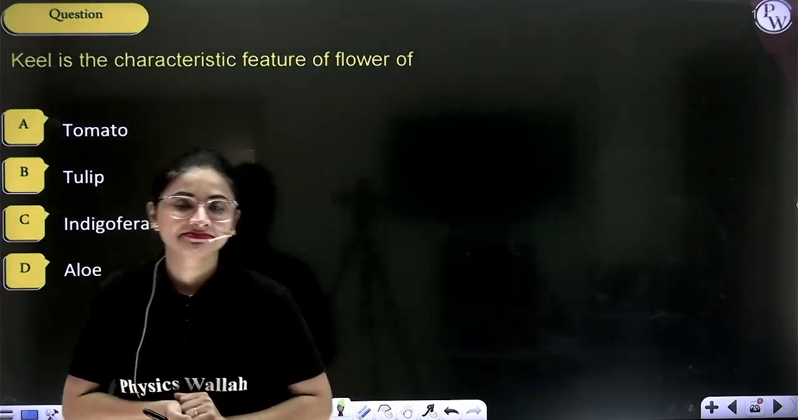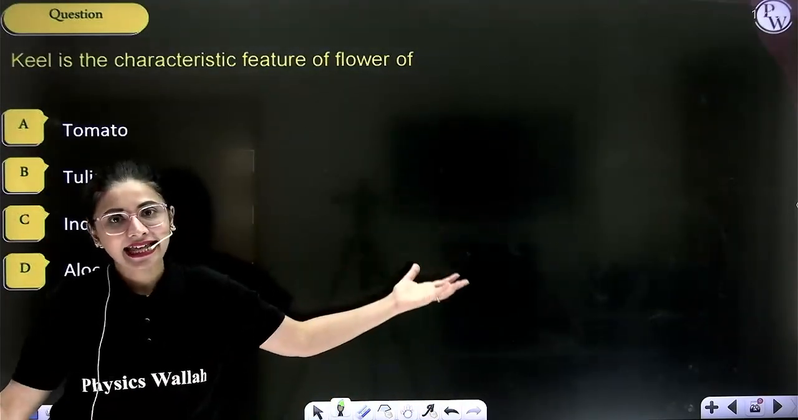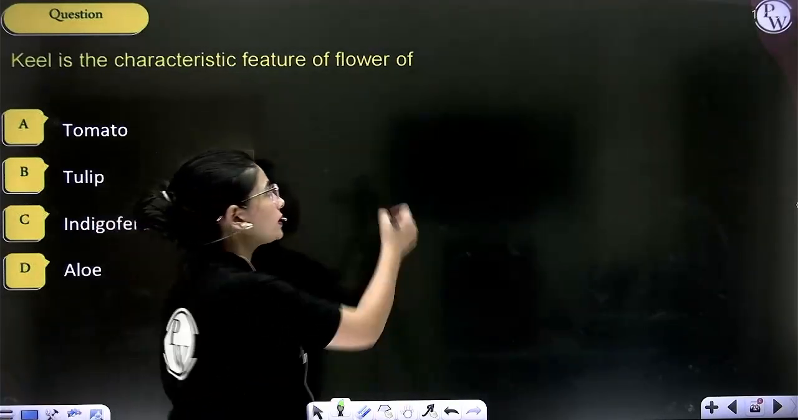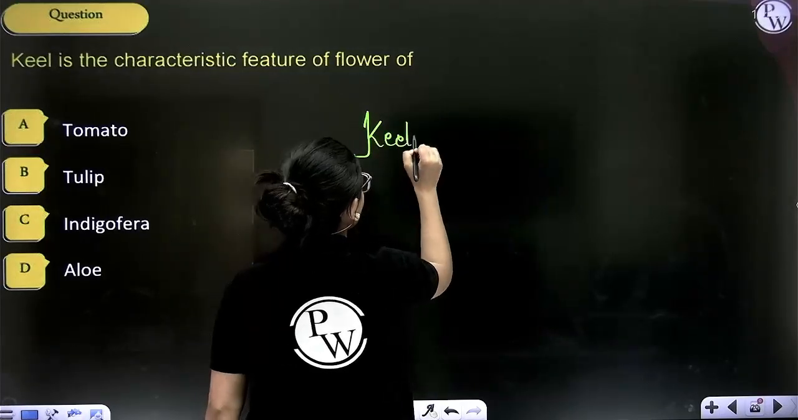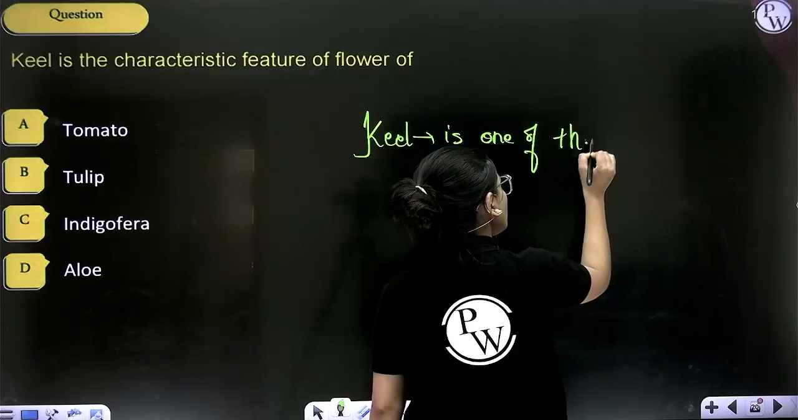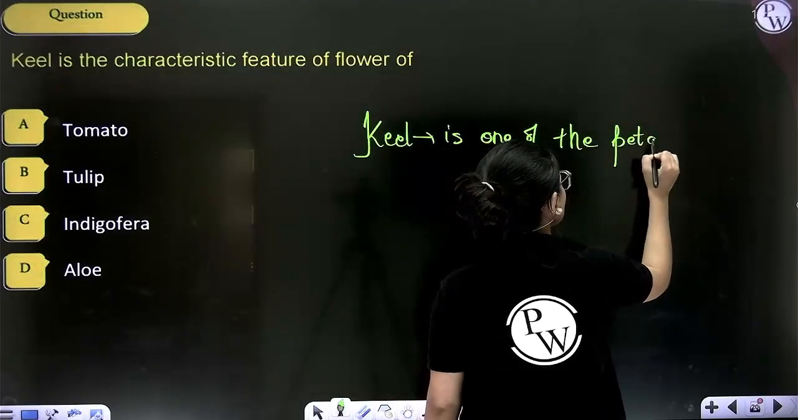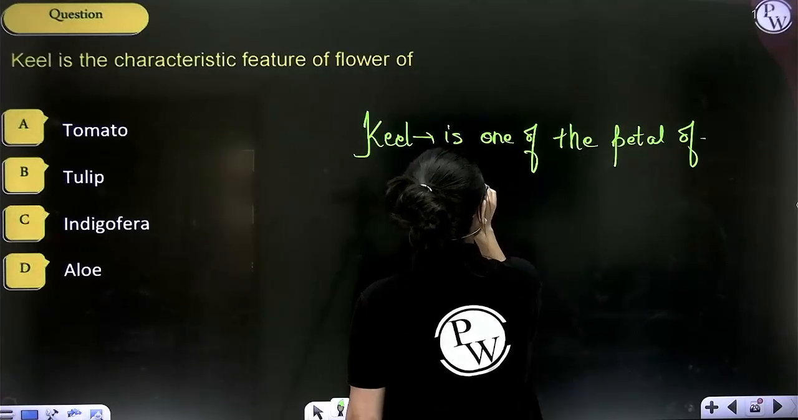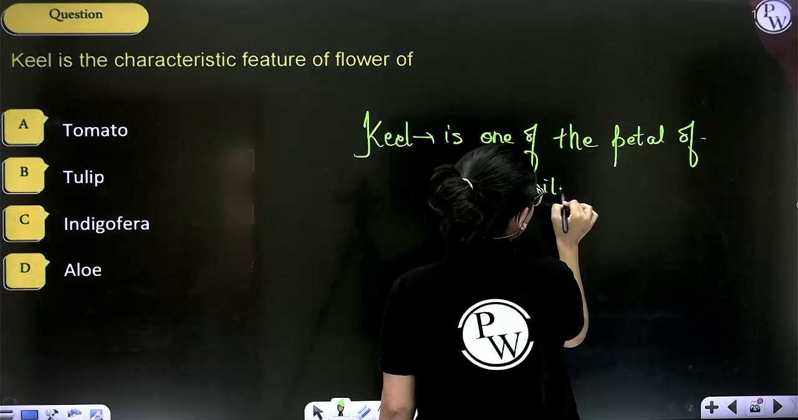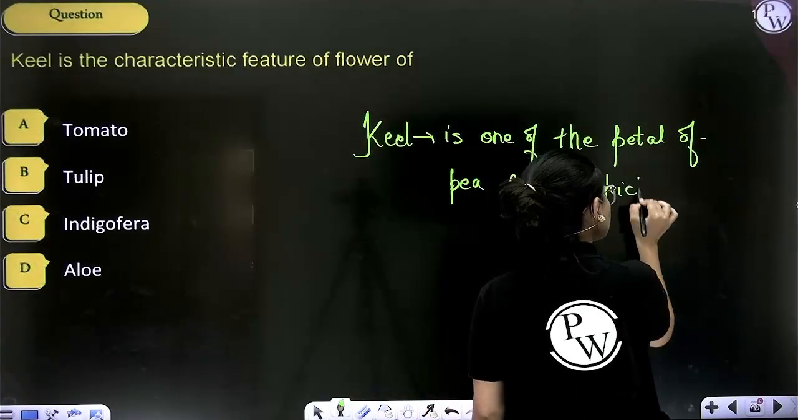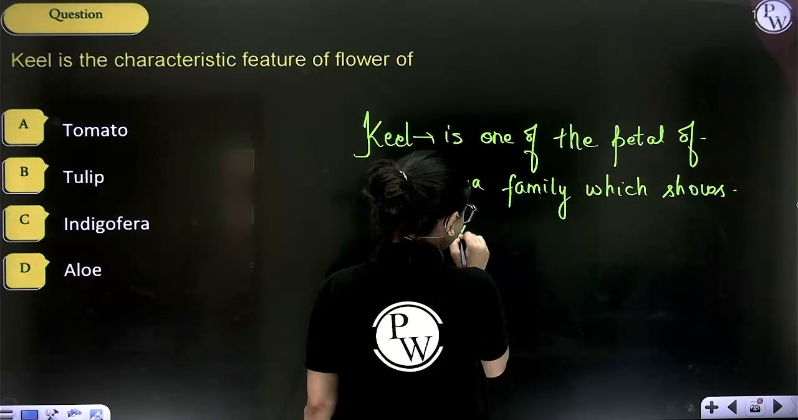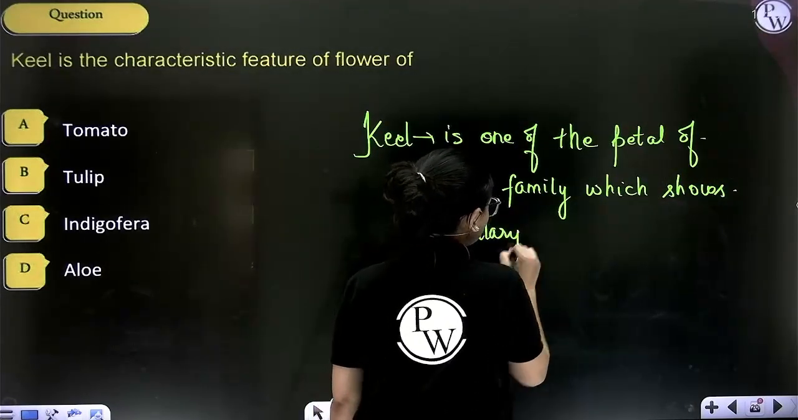Same question. So two questions we have done. Again the same. Keel is the characteristic feature of which flower? Now what is keel? Keel is one of the petals of the pea family, which shows, beta, vexillary aestivation. Which shows?